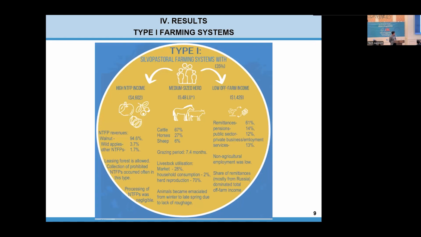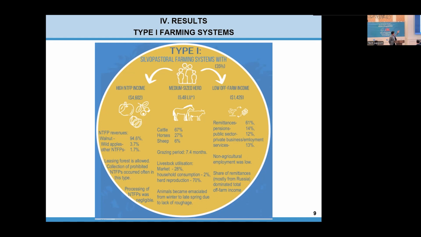Yes. The first type represents 35% of surveyed farmers and entirely from Karalma village. The pictures show the variables that we used to classify the farm types, and you can see the average values in US dollars earned by the average farm household during the year. Because these farmers were entirely from Karalma, these farmers could lease forest, because Karalma is not in a protected area, and that's why they could collect the NTFPs in the forest and lease it.